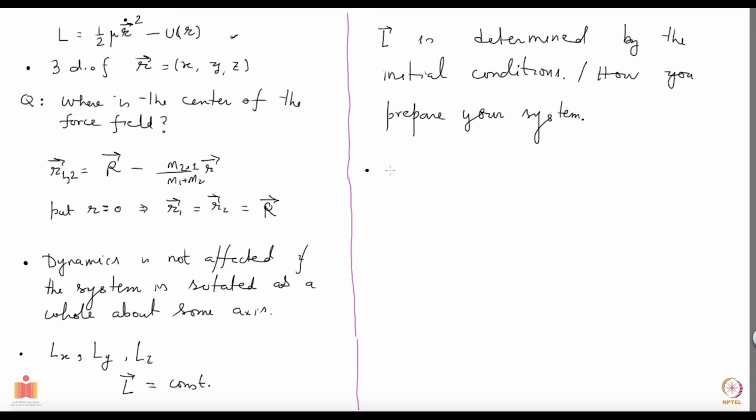Okay, so let me just write down here what I said. Example, if you fire M1 towards M2, then your vector L would be 0. Okay, that's fine. Let's see what else I want to say.